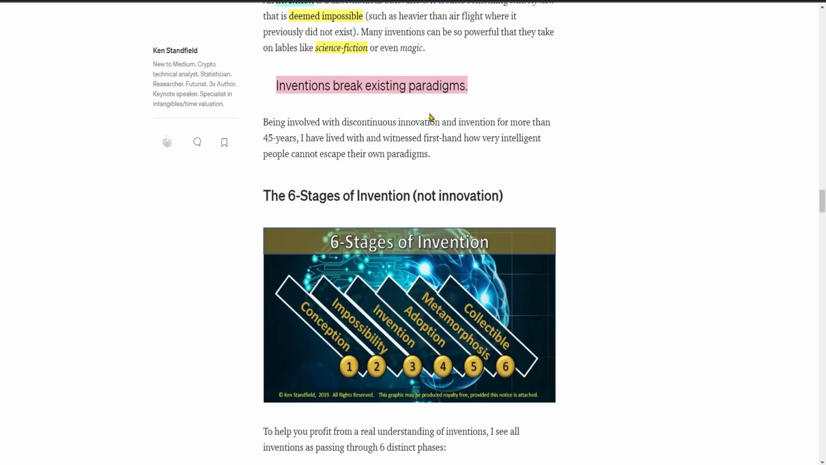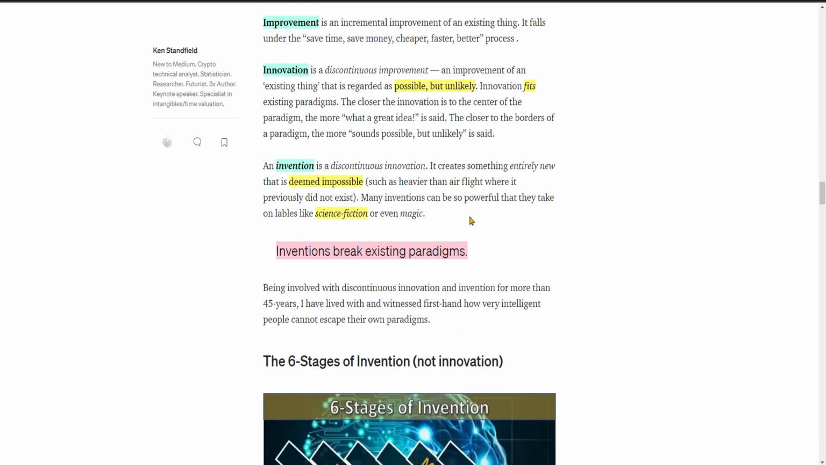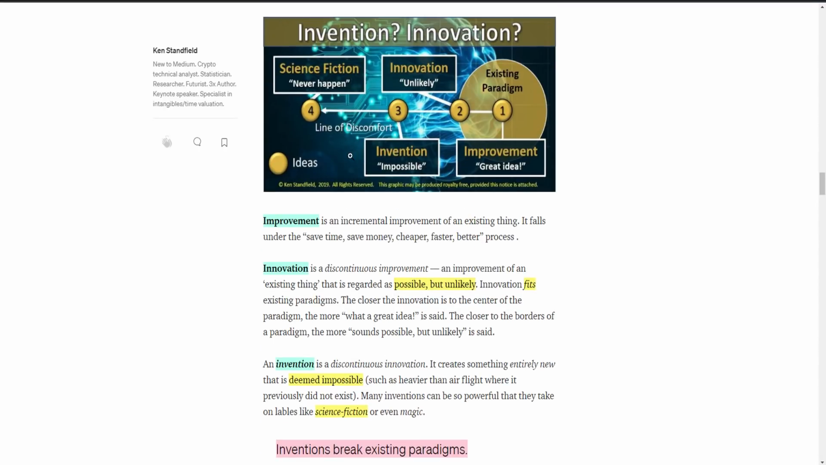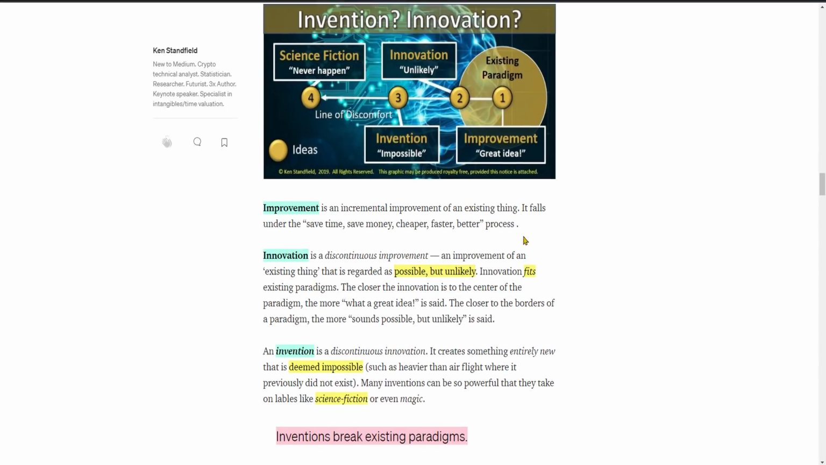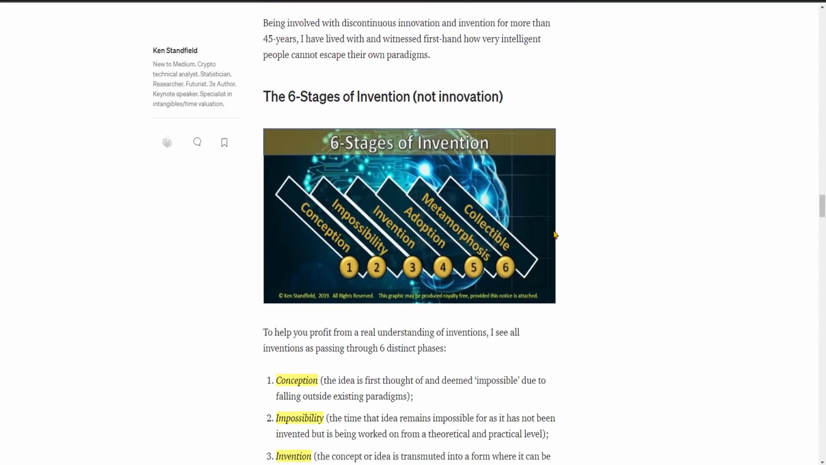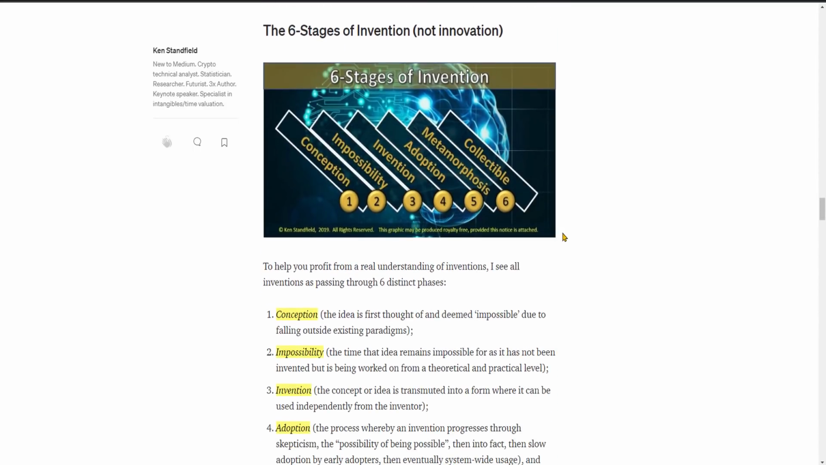What I'd like to explain, innovations do not break existing paradigms, but inventions do. Inventions break existing methods of thinking. They're so outside the boundary of what people understand. That's why they reject. So what are the 6 stages?